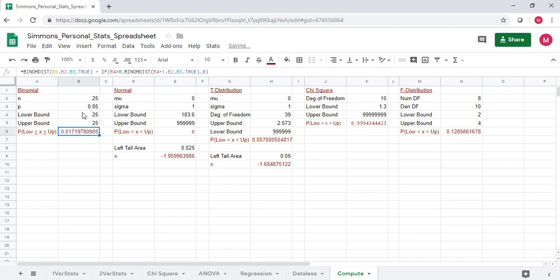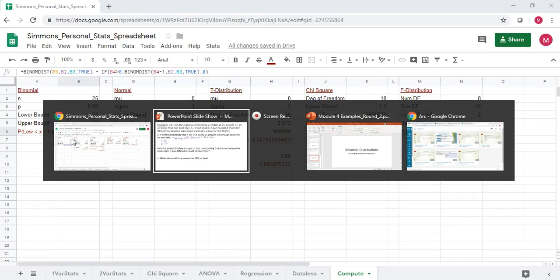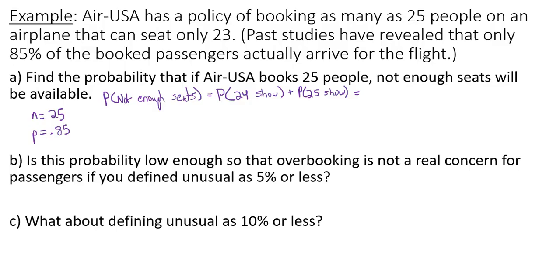Now for 25 people showing up, you get about 0.0172 after you round to 4 decimal places. All right, so let's use these values to calculate the overall probability. So we said the probability 24 people show will be 0.0759, and then the probability 25 people show is 0.0172. This gives an overall probability of 0.0931. This is the probability that there will not be enough seats.